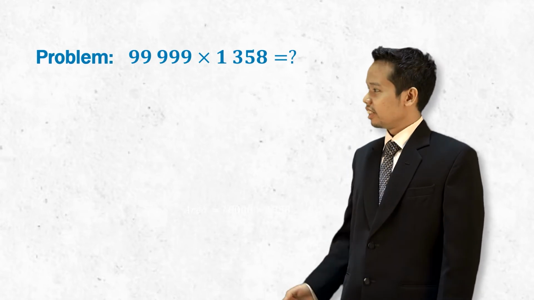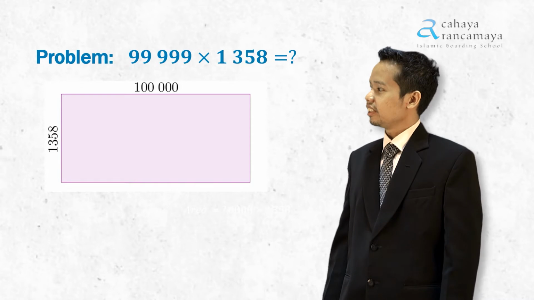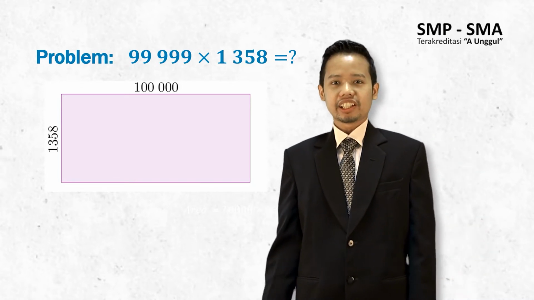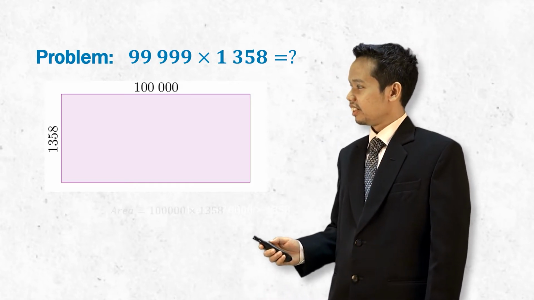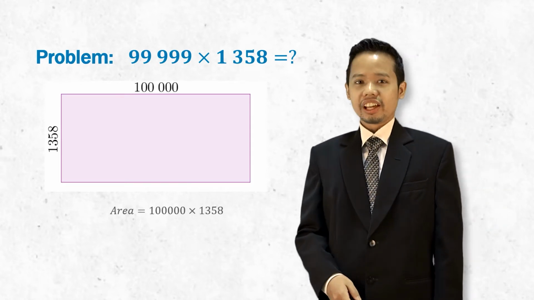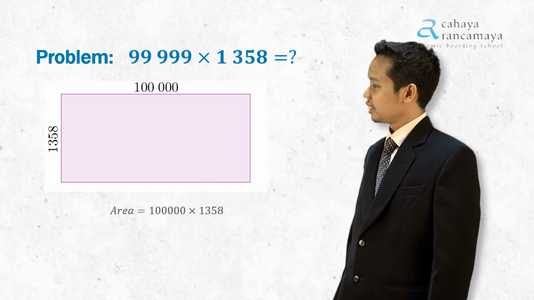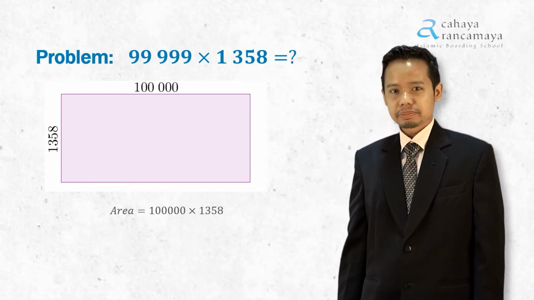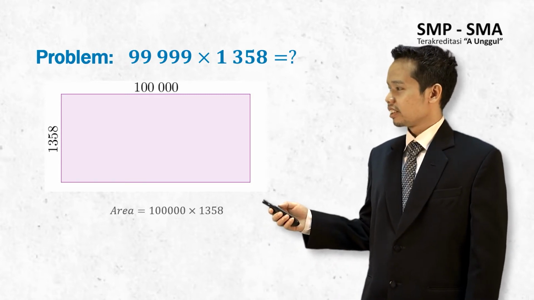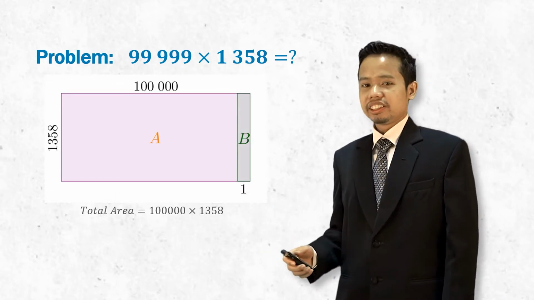Let's start with a rectangle where the base is 100,000 and the height is 1,358. What is the area of this rectangle? Yes, the area of this rectangle is just 100,000 times 1,358. Here we have an easy multiplication. Now, let's cut this rectangle into two parts, part A and part B, where the base of part B is only 1.